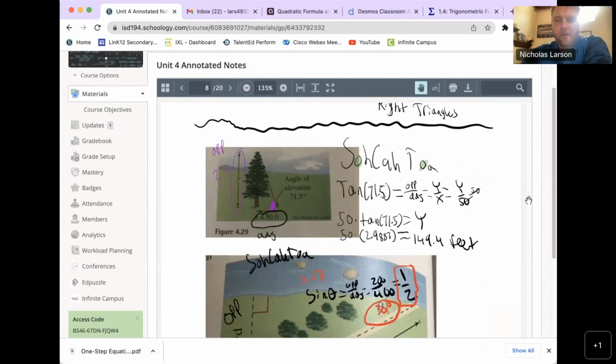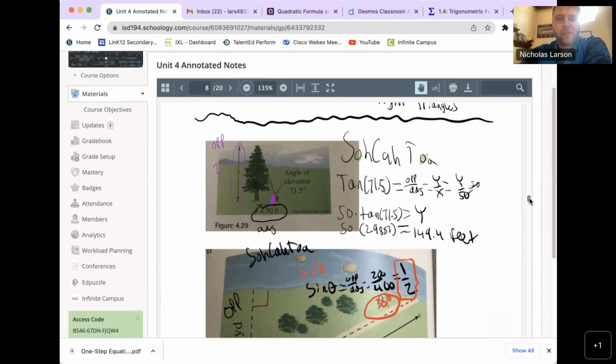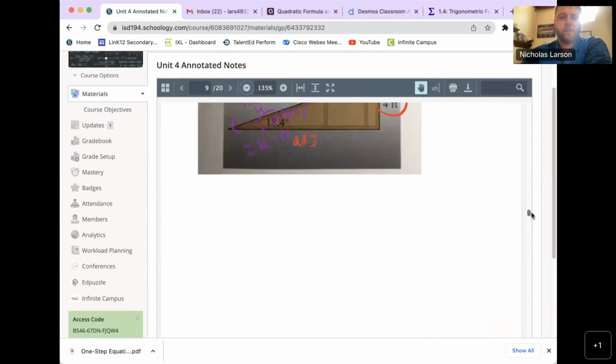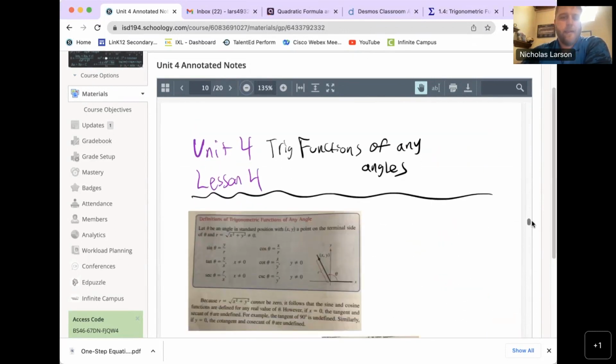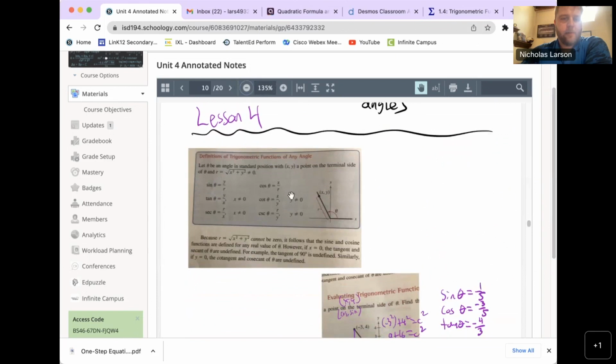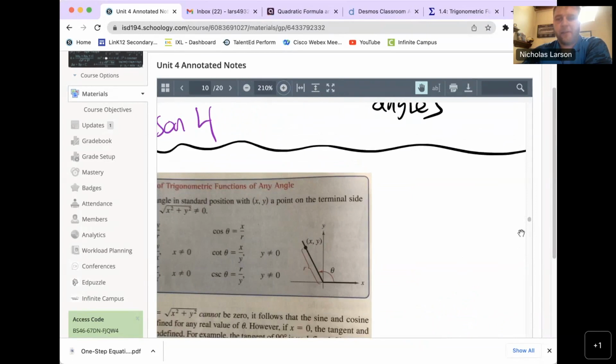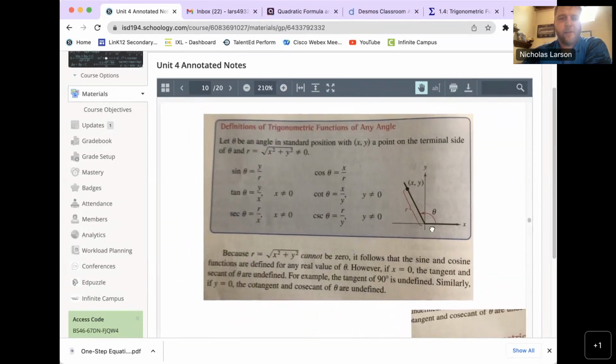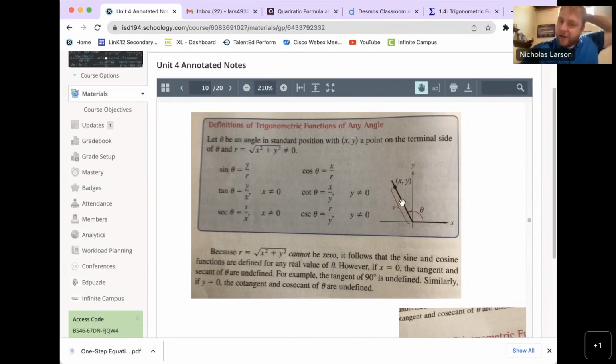More examples of right triangle trig. Again, using opposite adjacents. Remember SOHCAHTOA, opposite over hypotenuse, adjacent over hypotenuse, opposite over adjacent. All right. And then when we don't get those nice 30, 60, 90 or those 45, 45, 90 triangles, sometimes we just got to use our relationships.